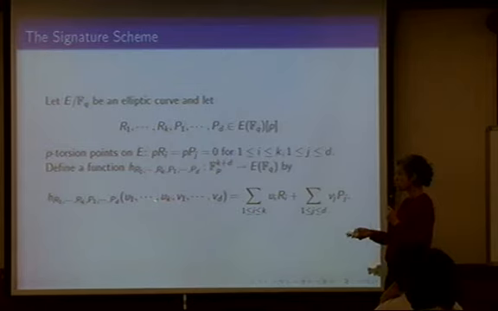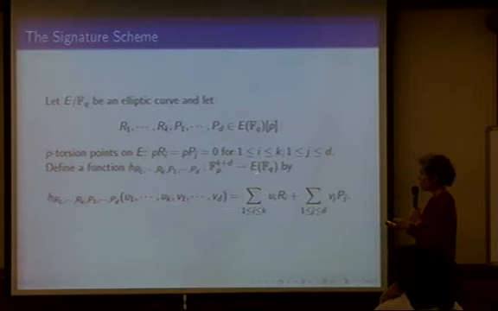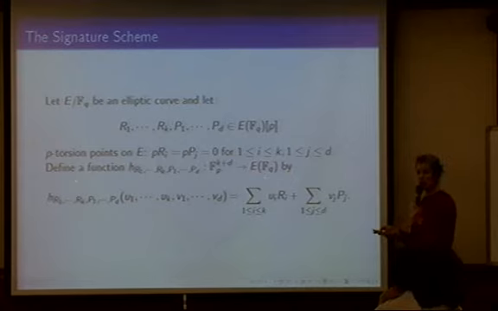And the reason for this function to be a homomorphic hash function is that we want to have signatures of these vectors. The signatures are going to take place on the elliptic curve, but we want combinations of valid vectors to be able to give you signatures which are valid signatures as well.